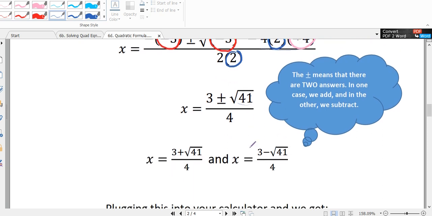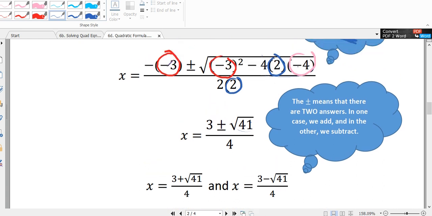Now, what's there? So I'm going to copy this down. So negative 3 will make it a positive 3. 2 times 2 is 4.